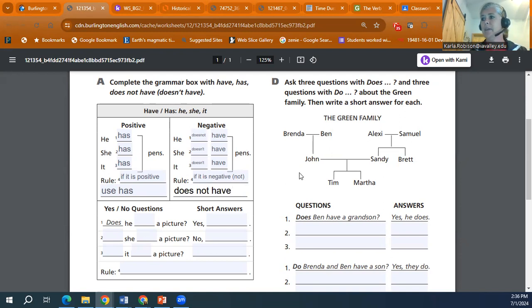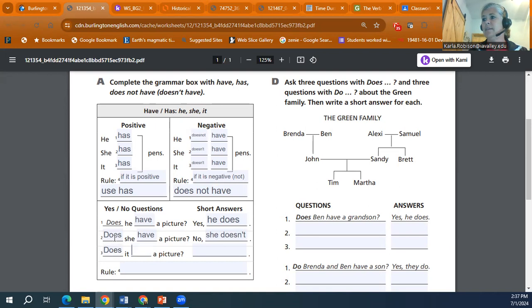Okay. So if I'm going to ask a question, and it's going to be a yes or no question, does he have? So anytime you ask a question, you're going to use have. And it's either going to be yes or no. Yes, he does. Okay, so if I'm going to ask a question here, does she have a picture? No, she doesn't. Okay, again, that N apostrophe T is a contraction for not.